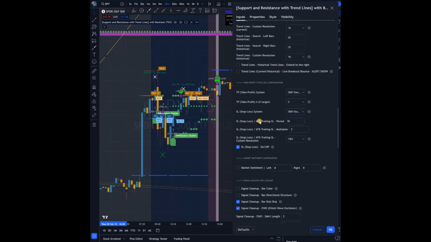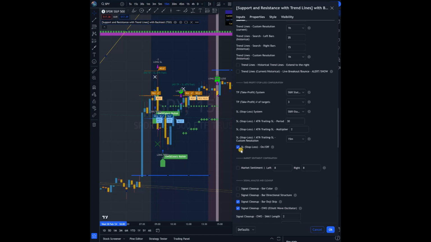This is just stop loss, ATR trailing SL. Keep in mind what it is configured to. Once again, if it's set to static and it cannot find one, same for trend lines, it cannot find a stop loss, it will automatically switch to ATR trailing SL. So these settings are always important.